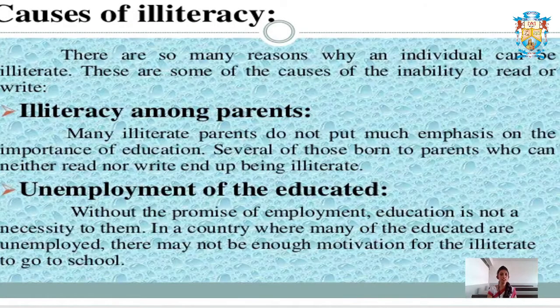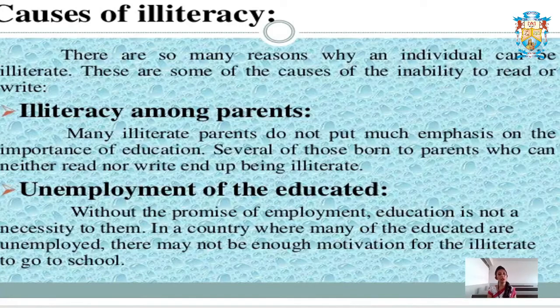The first cause of illiteracy is illiteracy among parents. Many illiterate parents do not put much emphasis on the importance of education. Several of those born to parents who can neither read nor write end up being illiterate. In many places where the parents are illiterate, they do not put much effort into or encourage their children to go to school or get an education. So that might be one cause of illiteracy.